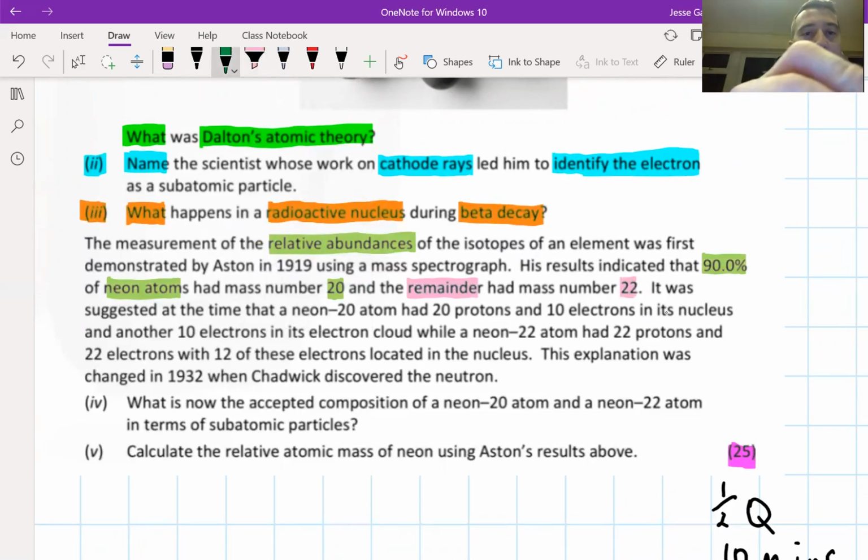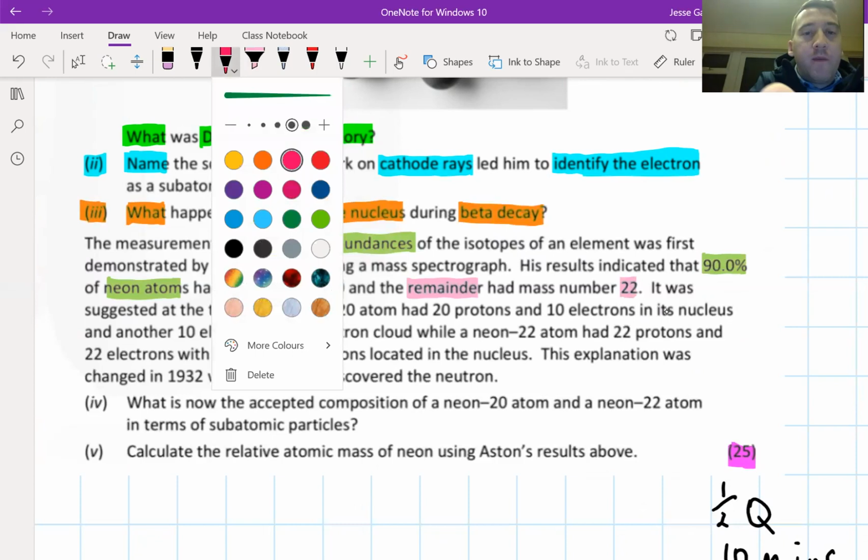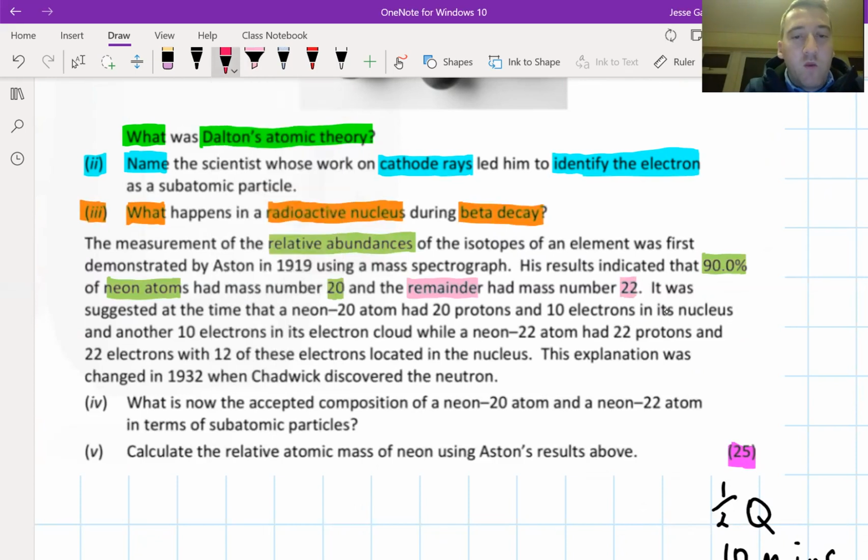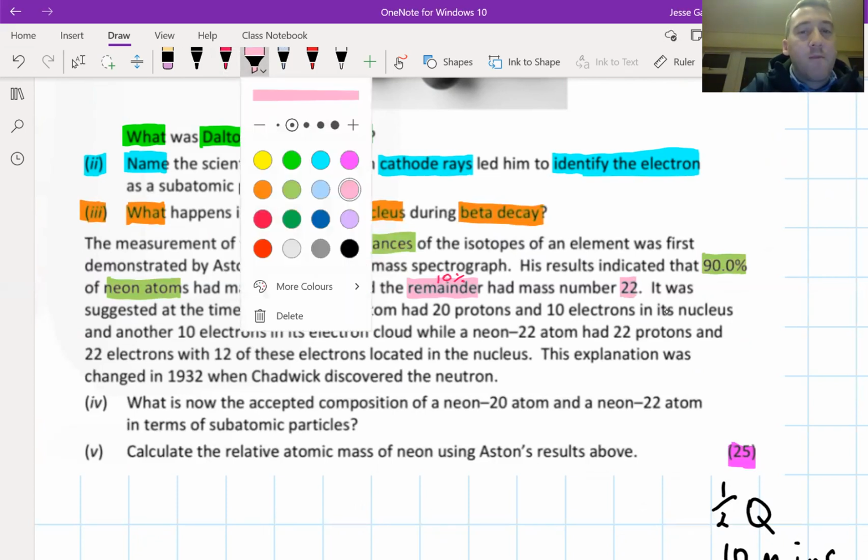Well, that's definitely going to be important. What would the remainder be? If 90% was neon 20, the remainder, okay, that's too fat, that marker, sorry. I'm going to change to something thinner. The remainder must be 10%. 10% if the remainder was neon 22. I'm guessing, if they're giving me those numbers, I'm going to need them later.